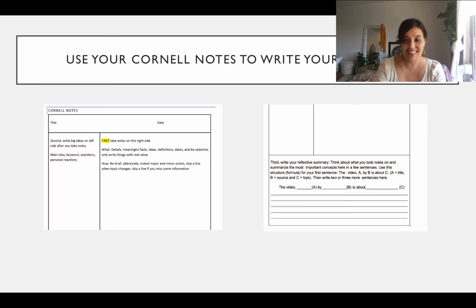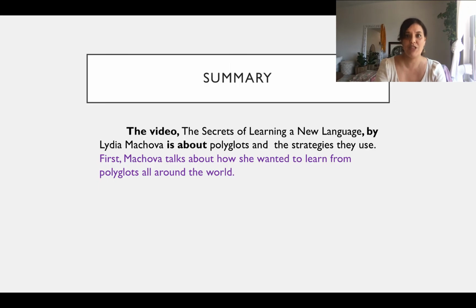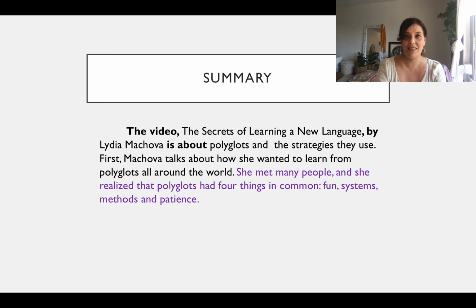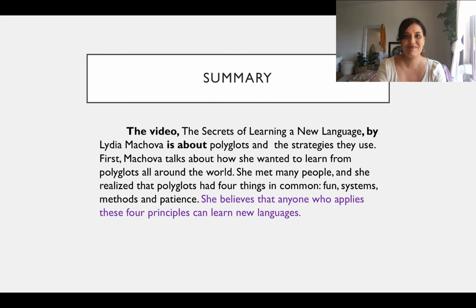Here's my first sentence of the body of my summary. First, Machova talks about how she wanted to learn from polyglots all around the world. She met many people, and she realized that polyglots had 4 things in common: fun, systems, methods, and patience. She believes that anyone who applies these 4 principles can learn a new language. So this is the body of my summary, and these are major ideas that I took from the left side of my Cornell Notes.